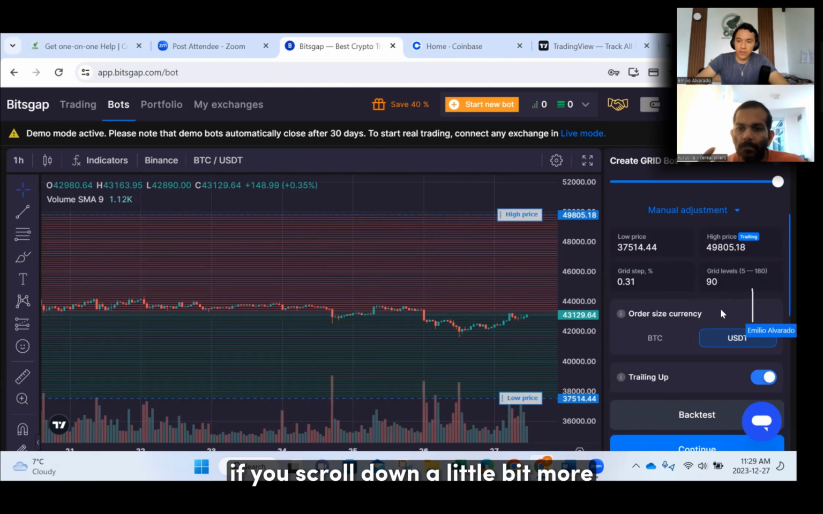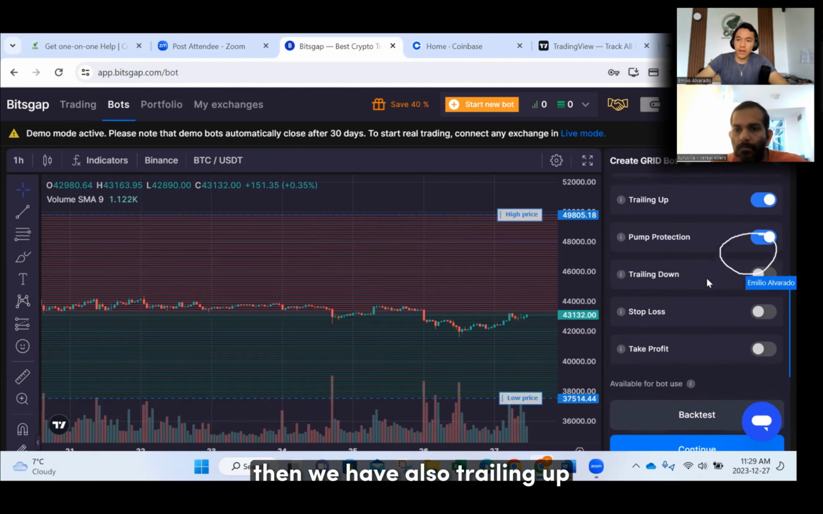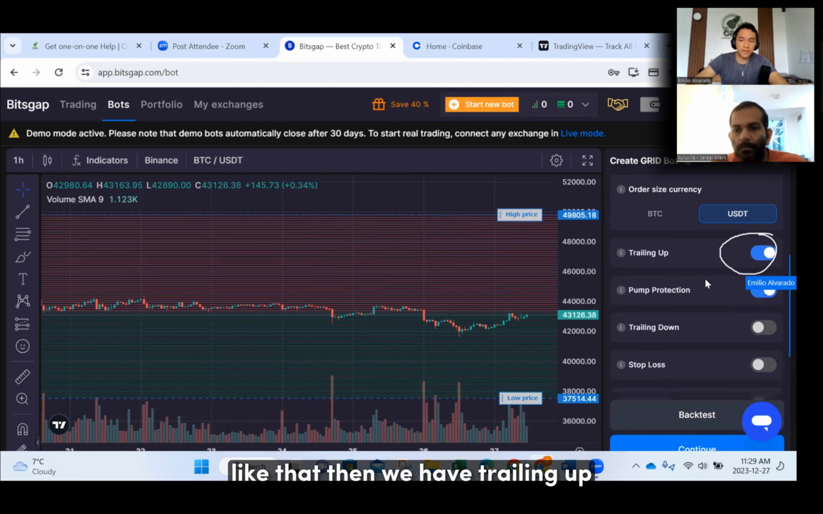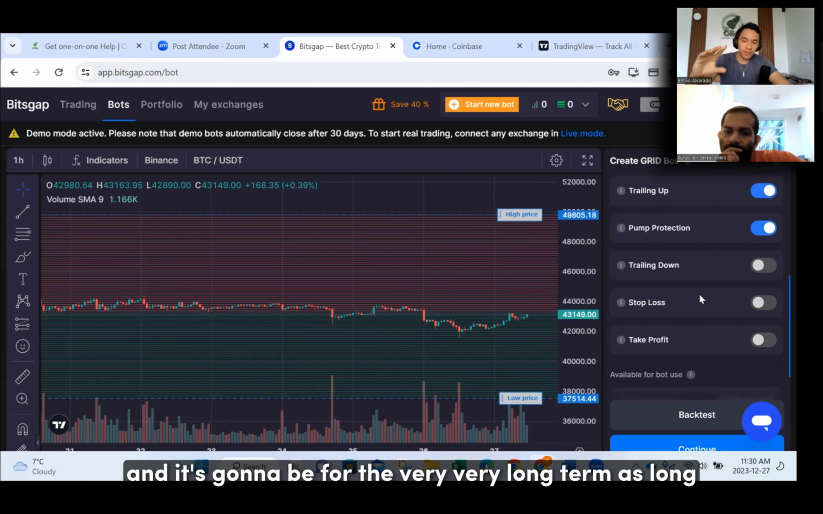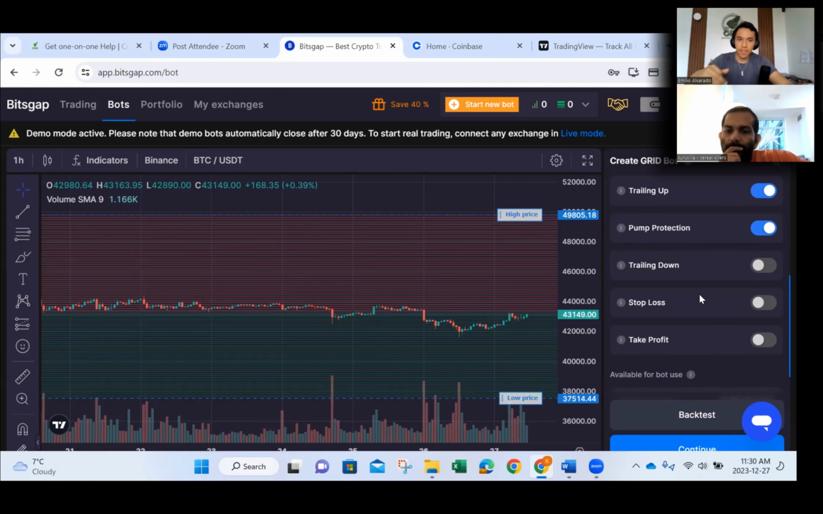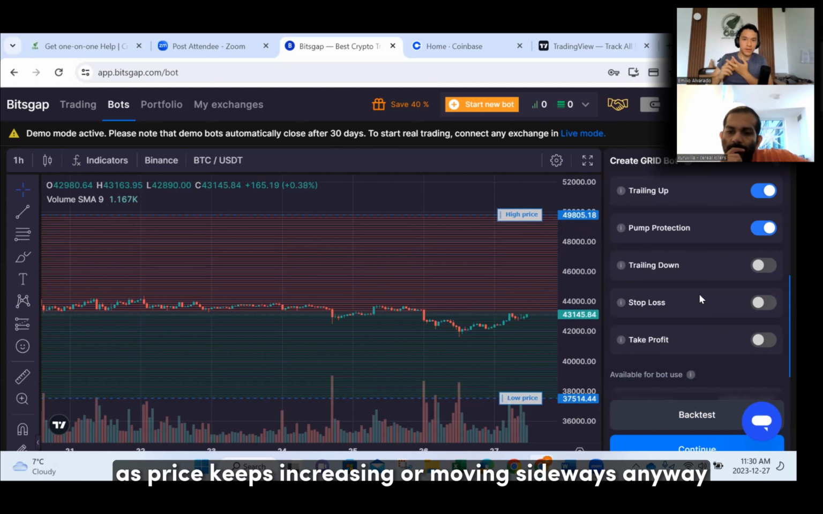If you scroll down a little bit more, then we have also trailing up, like that. Then we have trailing up, we have front protection, we have trailing down, and stop loss. If you think about it, we can deploy the bot, and it's gonna be for the very, very long term, as long as price keeps increasing or moving sideways, right?